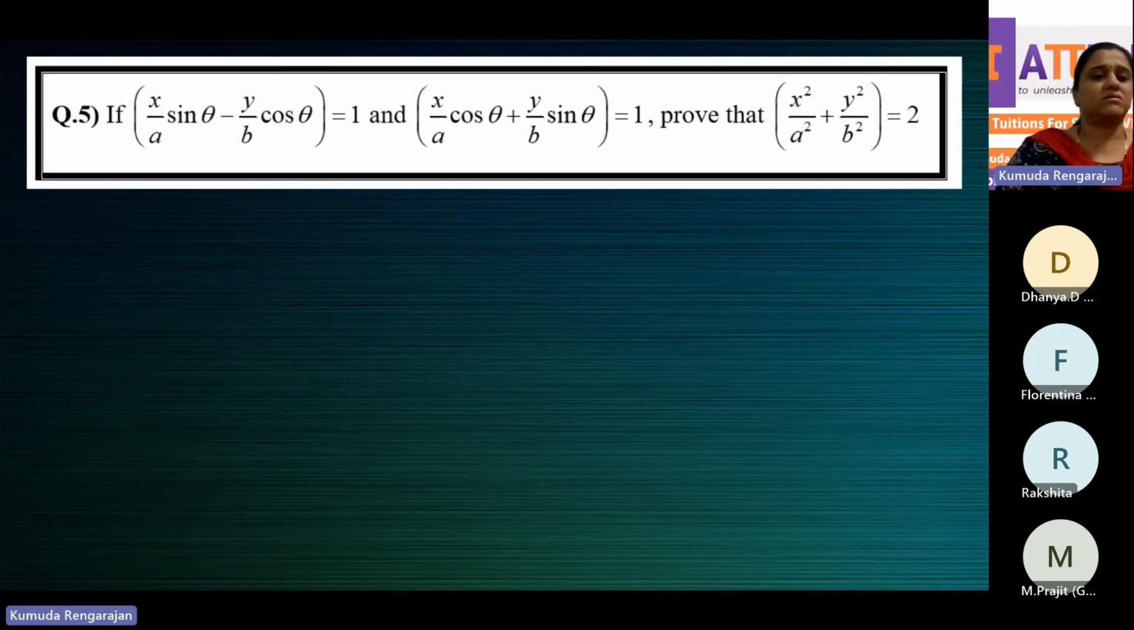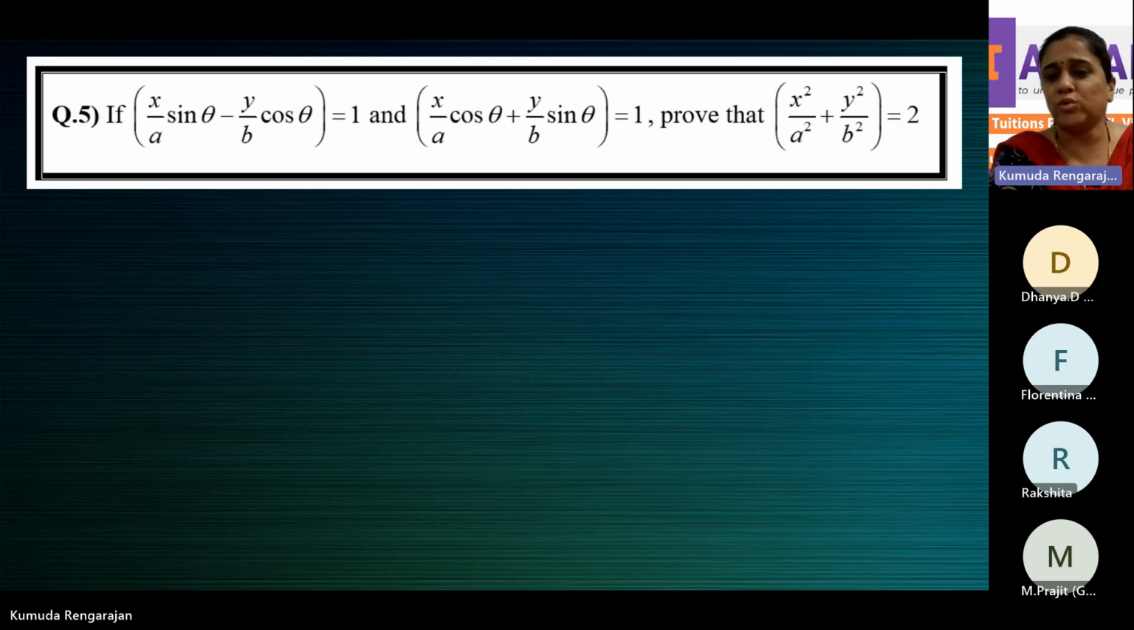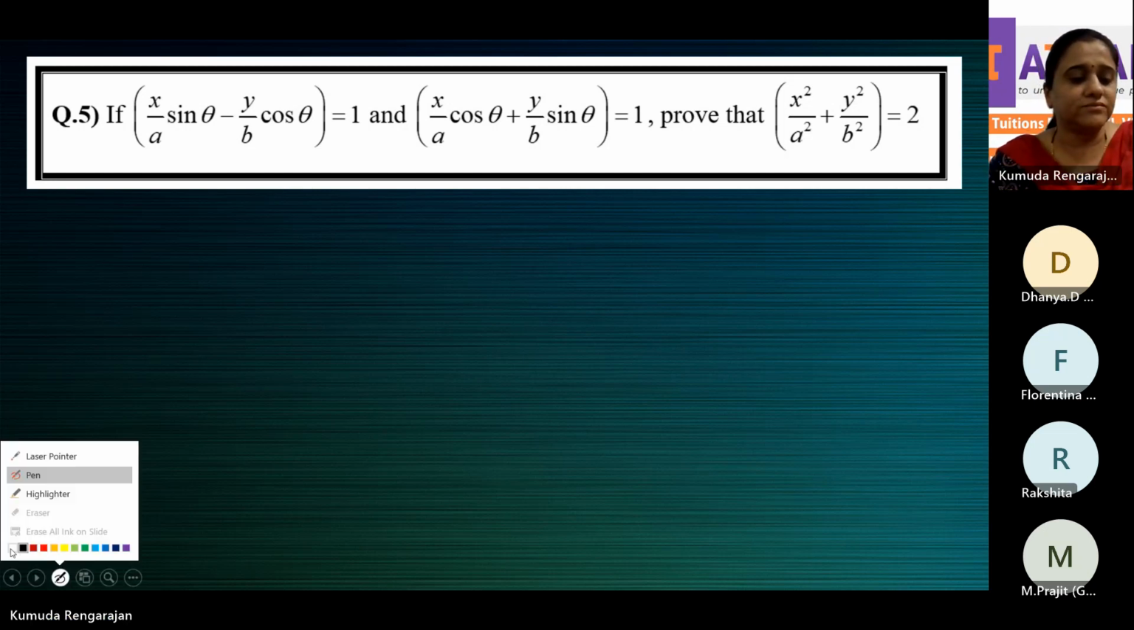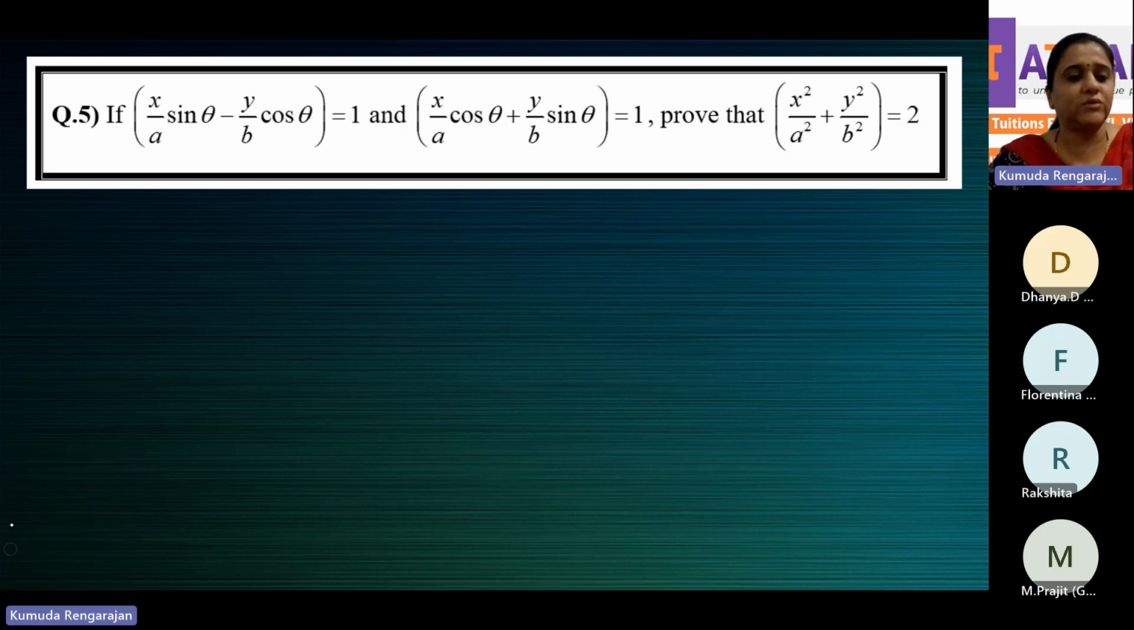This also, I'll just tell you how it goes. Here you have two equations. Listen to me, you have two equations. If x by a sin theta minus y by b cos theta is equal to 1 and x by a cos theta plus y by b sin theta is equal to 1, prove that x square by a square plus y square by b square is equal to 2. You treat the equations like this.